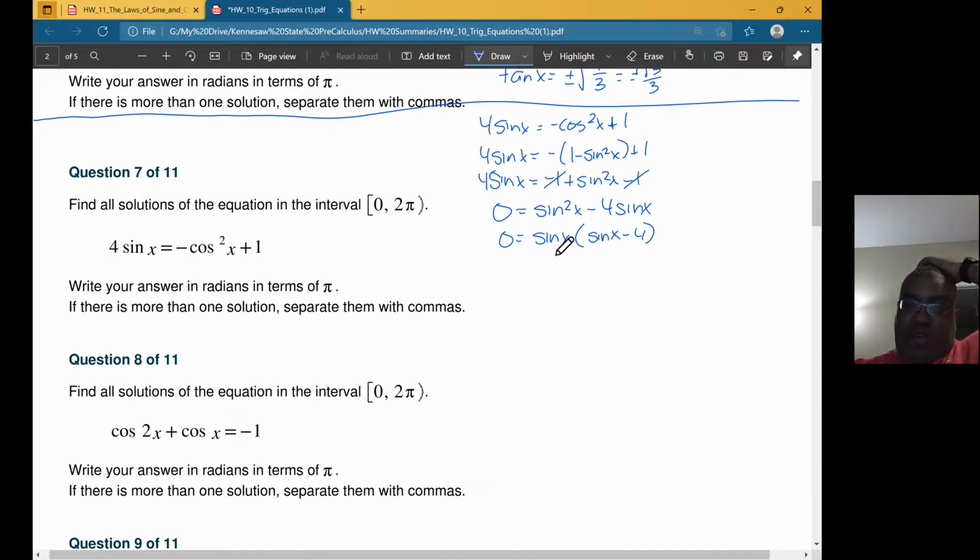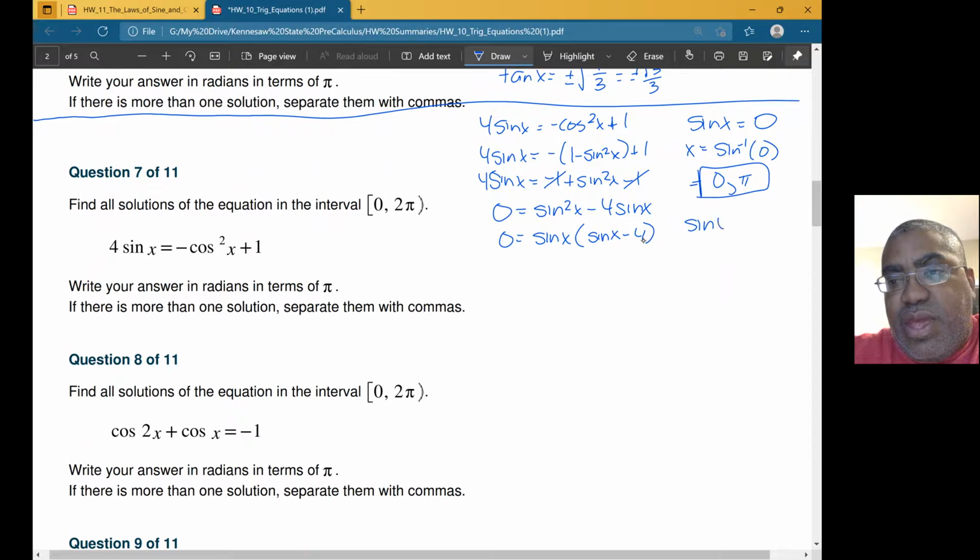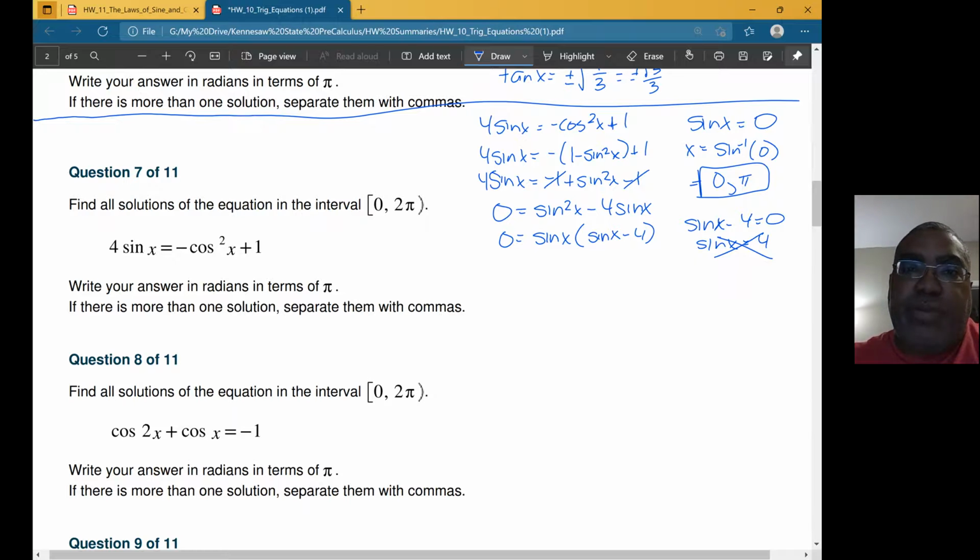So that means that this times this is equal to 0. So we have sine x is equal to 0. So x is equal to arcsine of 0 in our usual interval. So that is going to give us 0 and pi. All right. And then we have sine x minus 4 is equal to 0. Sine of x is equal to 4. Well, this is not a solution because sine of x is never equal to 4. The range of sine is from -1 to 1, inclusive. So that's our answer: 0 and pi.